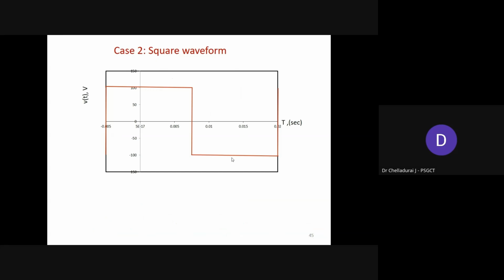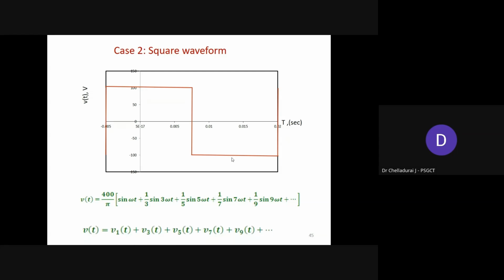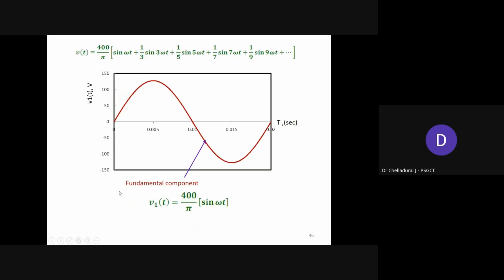waveform, which is a simple square wave, because by using an inverter, mostly we are going to get a quasi square wave or square wave. In this simple square wave, if you apply the Fourier series, we will get this type of equation. Again, the positive and negative half cycles are both the same. So the fundamental component of this square wave contains 4V by pi into sine omega t.